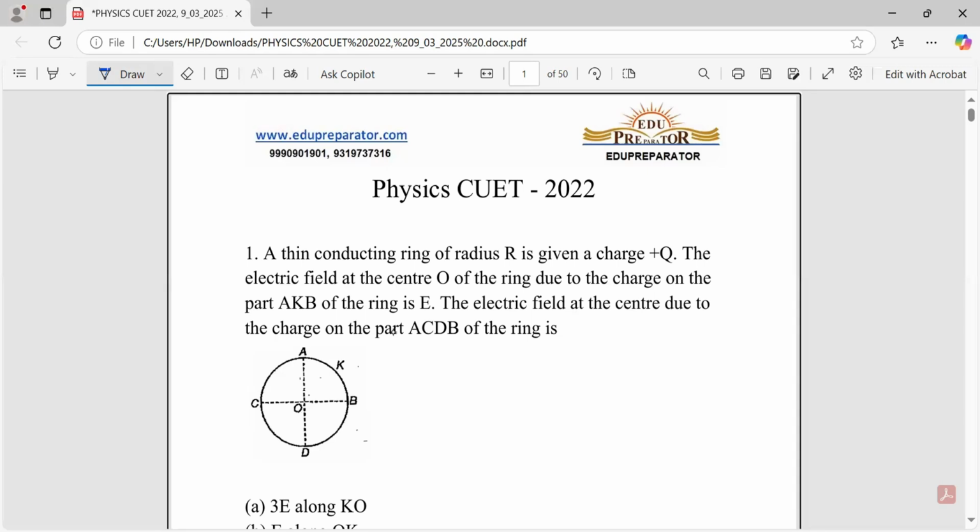Hello students, today we'll be discussing CUET paper 2022. Before starting with the discussion of the question paper, I suggest you all be thorough with all the formulas of your class 12 so that you don't face any problem while using the result directly. So let us move to question number 1.